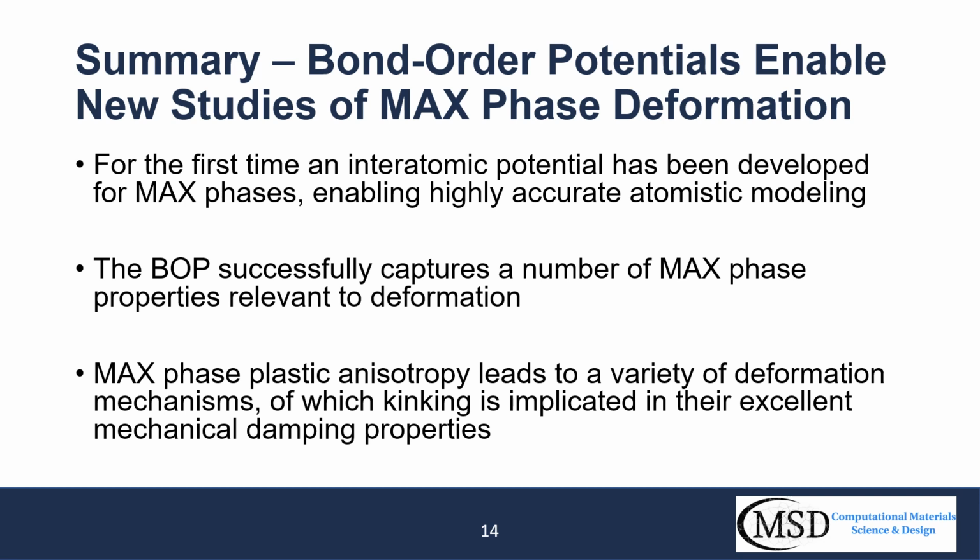So in summary, the bond order potentials that we've developed now enable new studies of these very unique materials, MAX phases, and how they deform in these very unique ways. This is the first time an interatomic potential has been developed for MAX phases, enabling much more studies to be done in this topic. The bond order potential can successfully capture a number of the MAX phase properties relevant to its deformation, giving us confidence that it is accurately representing these materials. And we can clearly see that the MAX phase plastic anisotropy leads to a variety of deformation mechanisms, and we can implicate kinking in the excellent mechanical damping properties, as has been previously hypothesized.